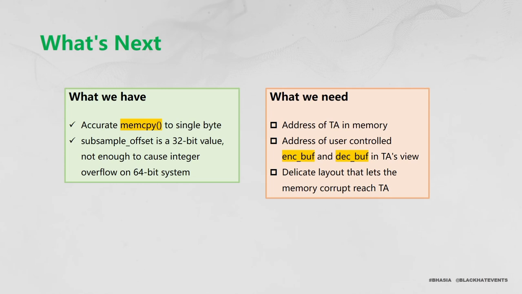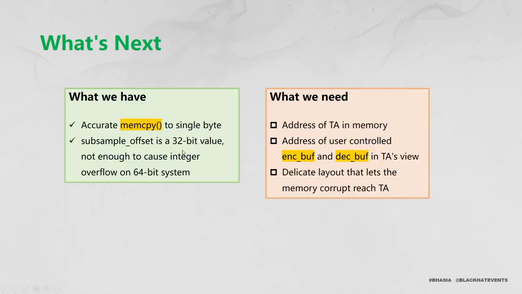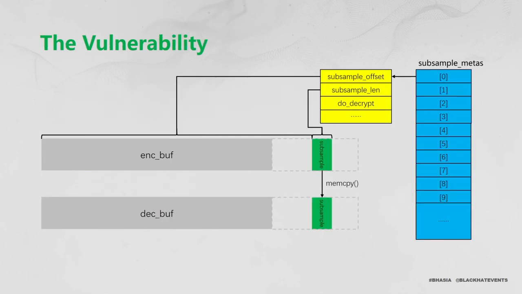The good news is it is accurate, it's memcopy rather than memory smashing. So we can do very accurate memory manipulation. And if we let the length equal to one, we can make a single byte modification. The bad news is the subsample offset is a 32-bit value that is not big enough to cause integer overflow. So we cannot copy to an address lower than the in buffer.